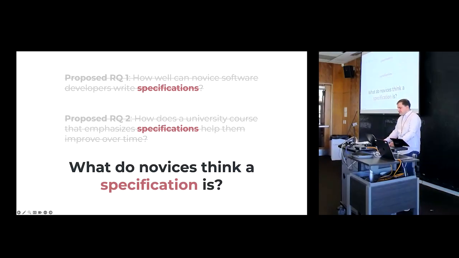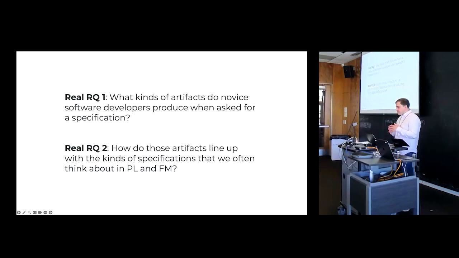But as I said, the novices didn't end up writing these kinds of optimal specifications. So today I'm going to present what they did write. I'll talk about the kinds of artifacts that novices present when asked for a specification, and I'll give a sense for how those line up or fail to line up with the kinds of optimal specifications that we were hoping for. And at the end, I'll talk a bit about why I think this matters and try to start some discussion about specification pedagogy.